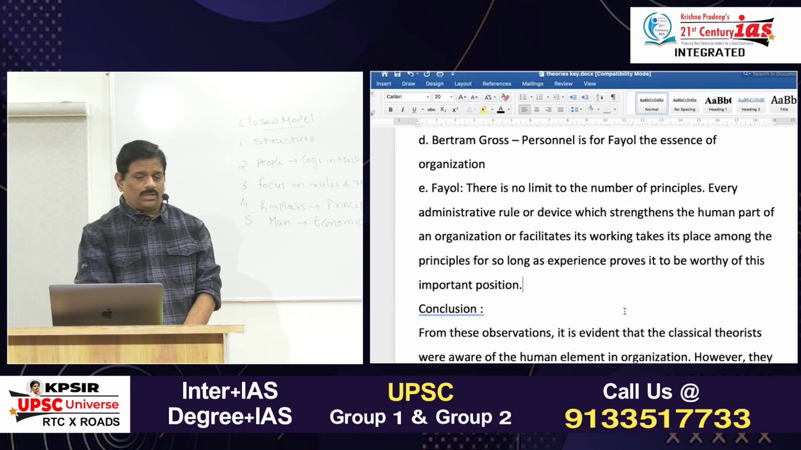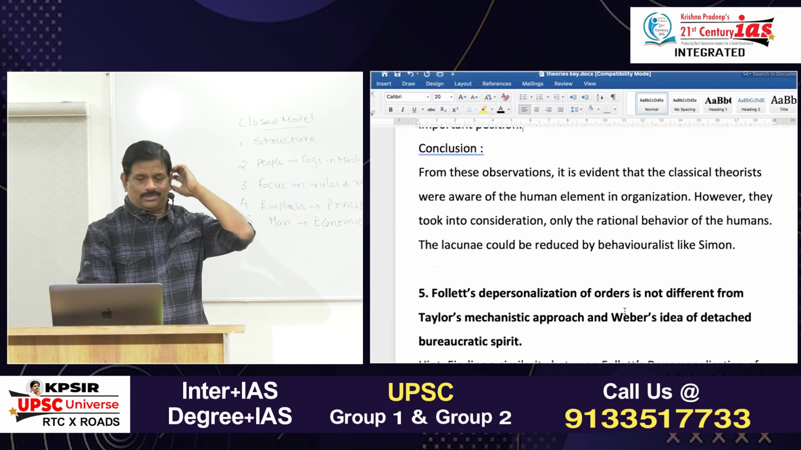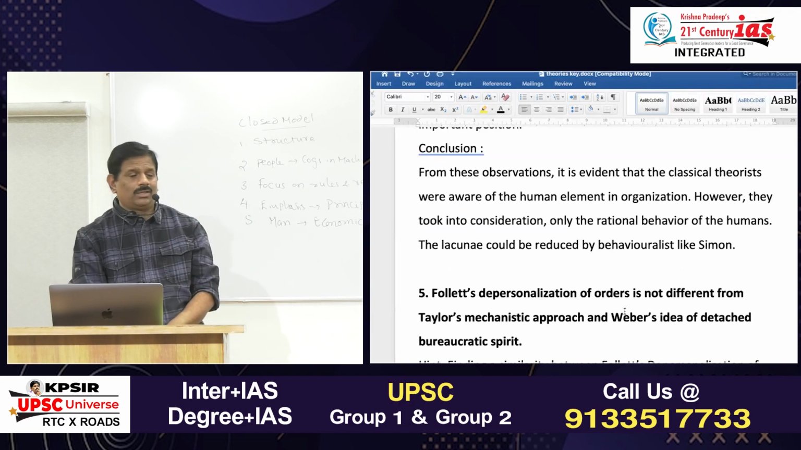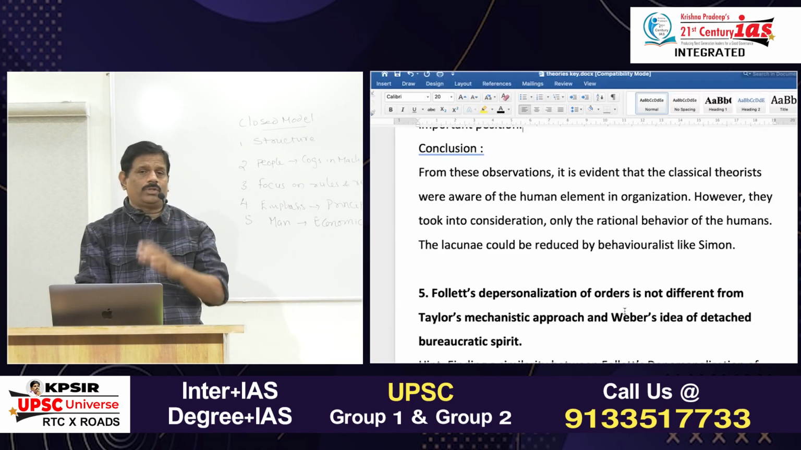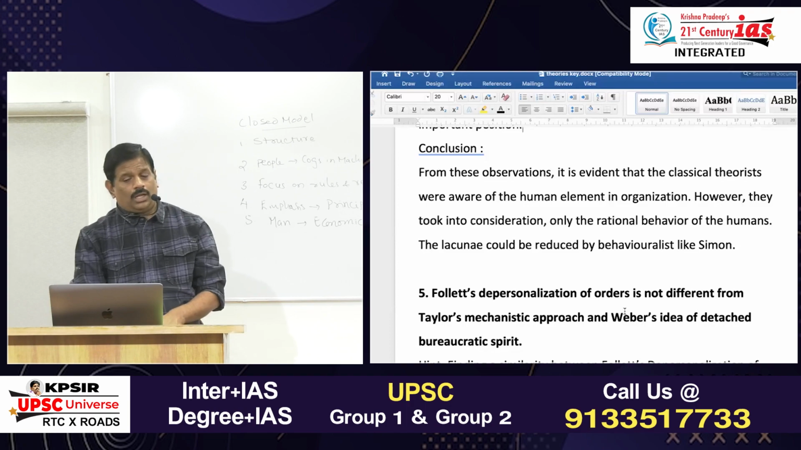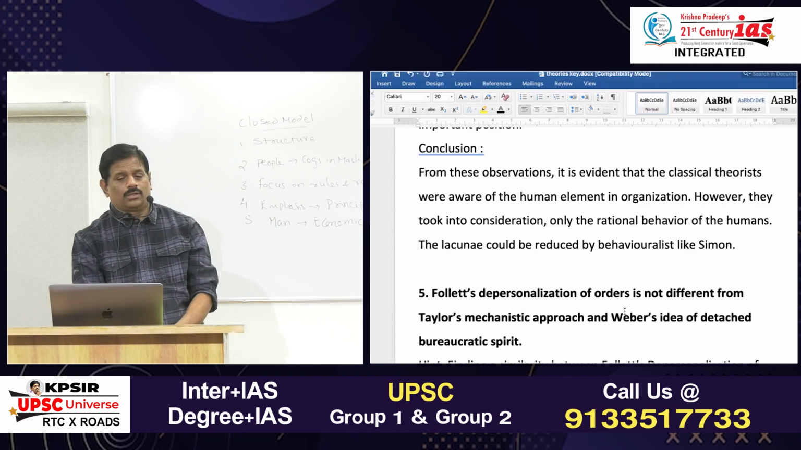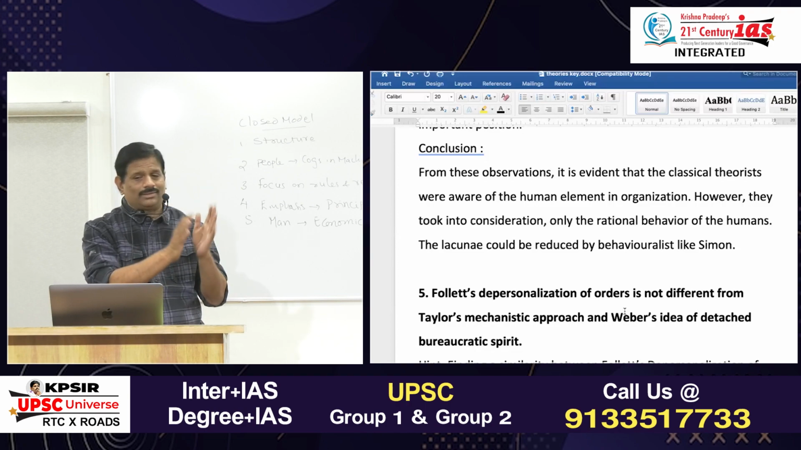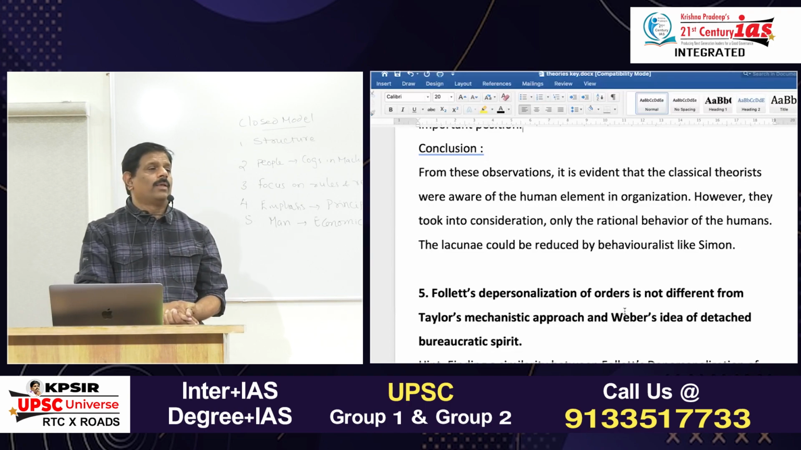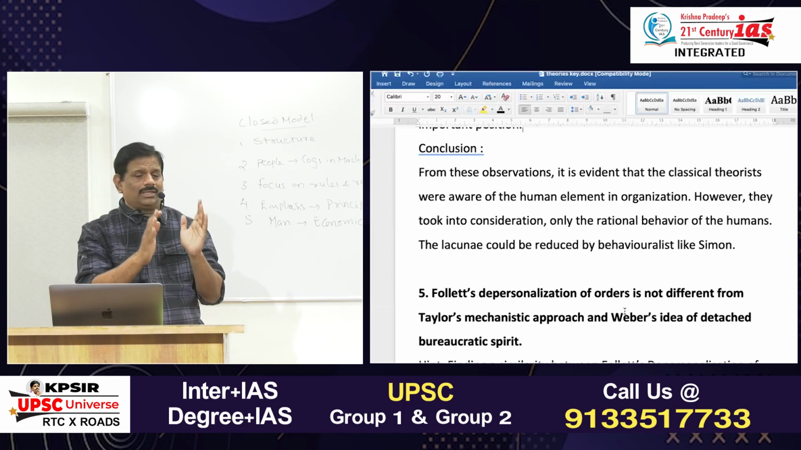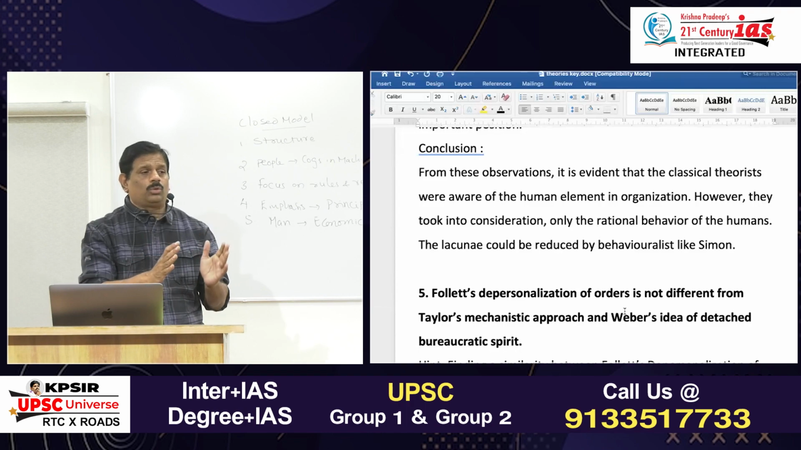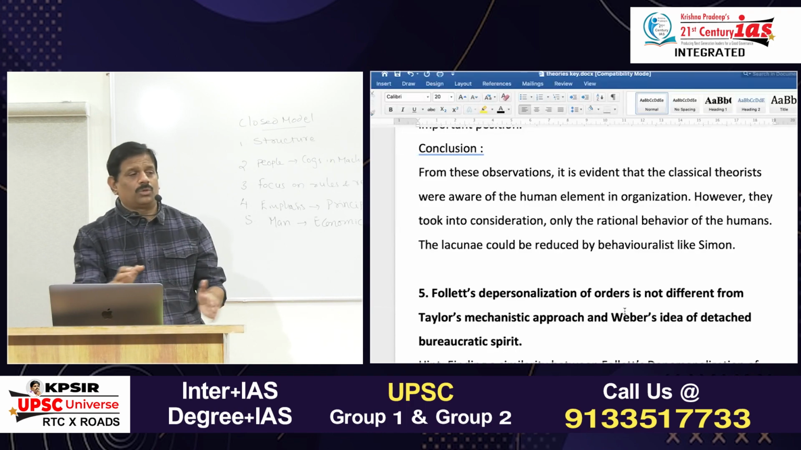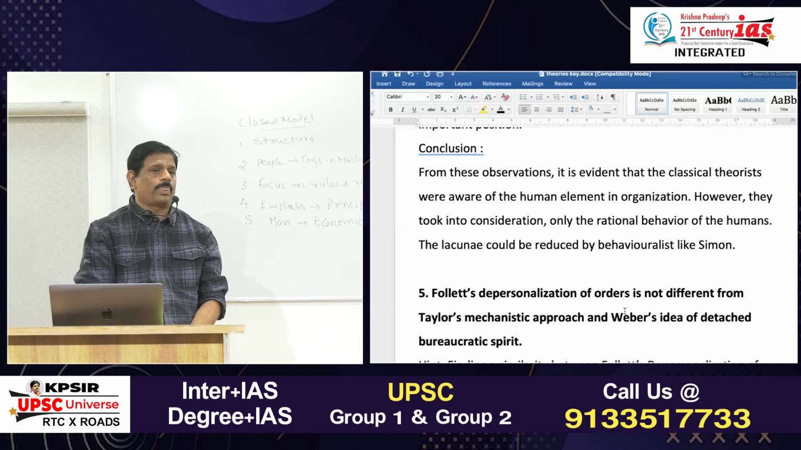So from these observations, it is evident that the classical theories were aware of the human element in the organization. However, they took into consideration only the rational behavior of human beings. This lacuna could be reduced by behavioralists like Simon. On one hand, they were criticized for ignoring the human element. But a close observation of the classical theory also highlights that they were not so impractical as to say that the organization can survive without human beings.